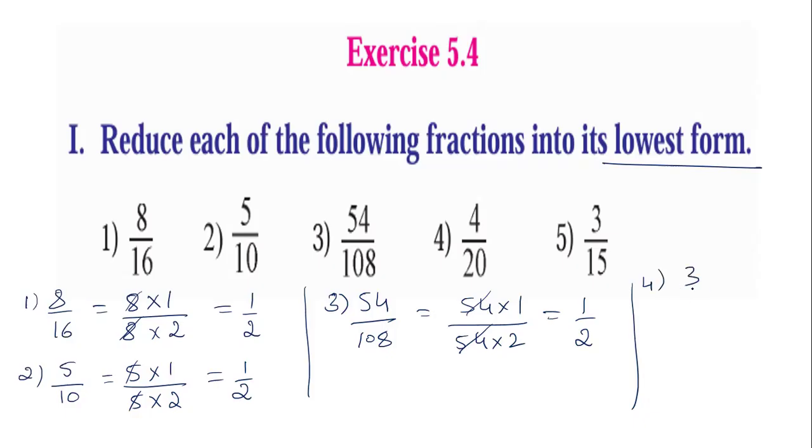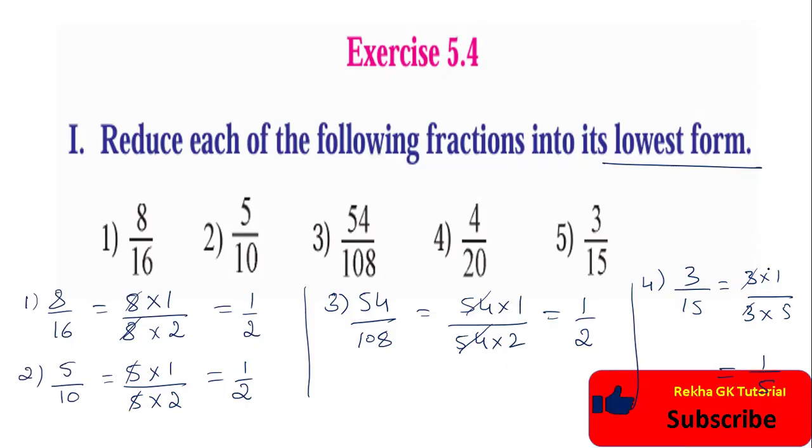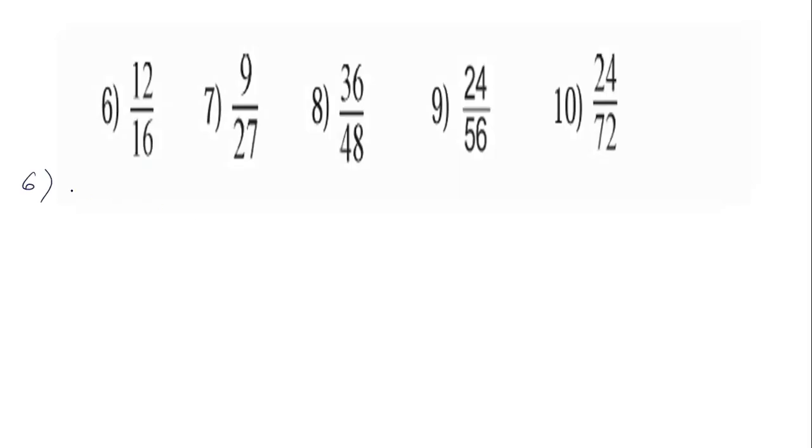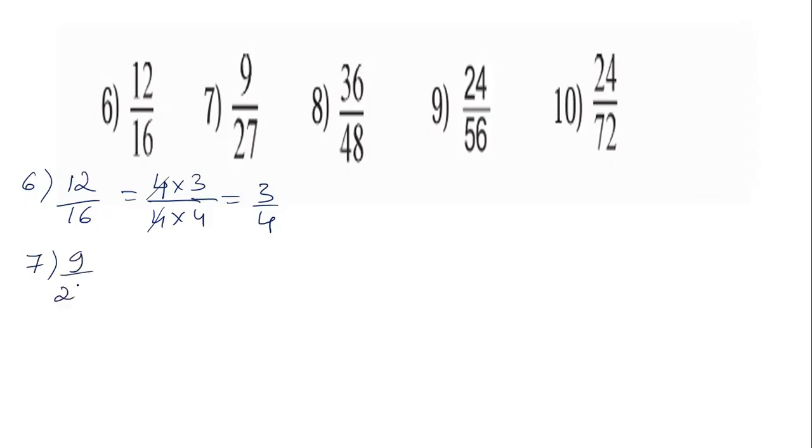Next, fourth one, 3 by 15 can be written as 3 into 1 divided by 3 into 5. This 3 gets cancelled. 1 by 5 is the answer. Next, sixth one, 12 by 16. 12 contains 4, 16 also contains 4. Therefore, 4 threes are 12, 4 fours are 16. This 4 gets cancelled. 3 by 4 is the answer. Seventh one, 9 by 27. 9 into 1 divided by 9 into 3. This 9 gets cancelled. 1 by 3 is the answer.